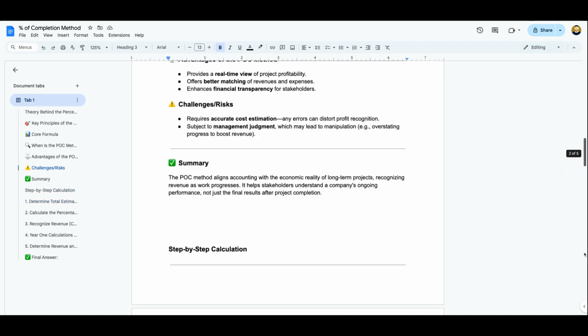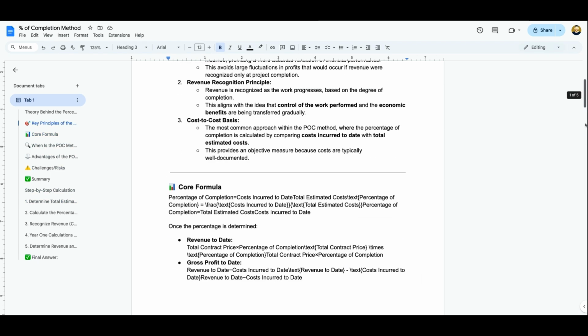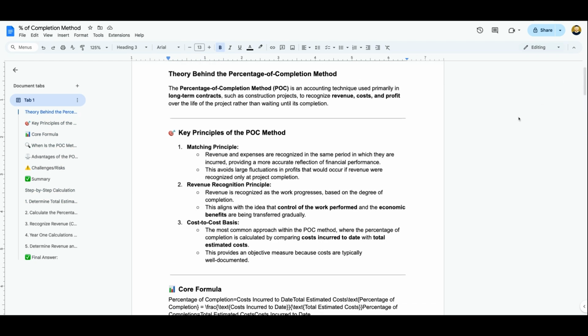Okay, so just to give you a quick theory on percentage completion method, the key takeaways is that percentage completion is applying the matching principle because it talks about revenues and expenses that are being recognized in the same period in which they're incurred, providing a more accurate reflection of financial performance. This can avoid the large fluctuation in profits that would occur if revenue were recognized only at one project completion, but hence it does it by phase, and breaks it down into timeline and breaks it into phases of construction.